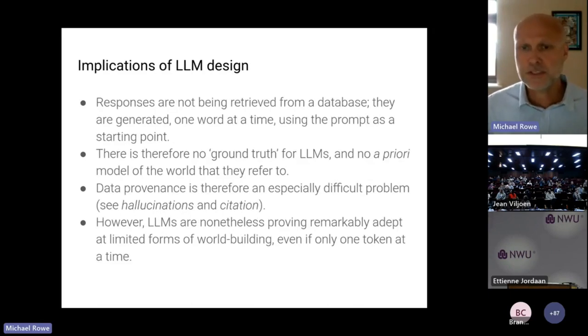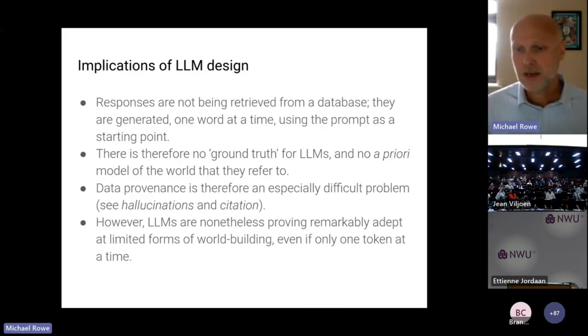I mentioned that the responses that ChatGPT gives are not retrieved from a database. So they're generated one word at a time using the prompt as the starting point. This means that there's no ground truth for language models. It has no model of the world that it's referring to. So for example, when we talk about it hallucinating, it's not really hallucinating in the sense that we understand it. It's not like it's different from reality, which is what we think hallucinations are.